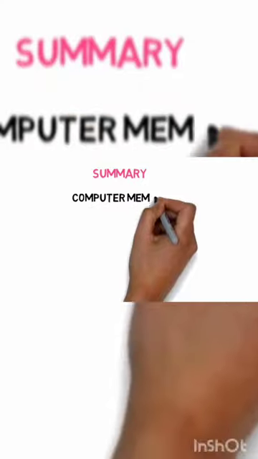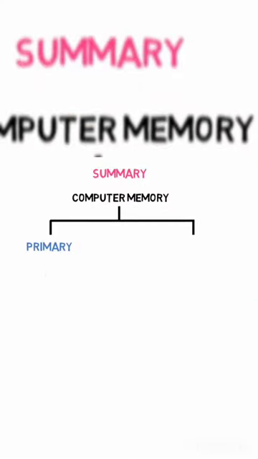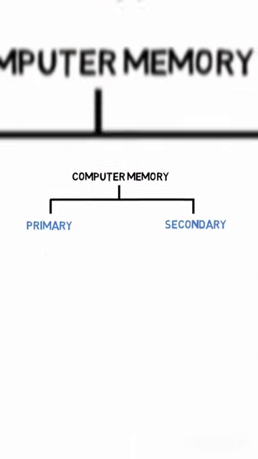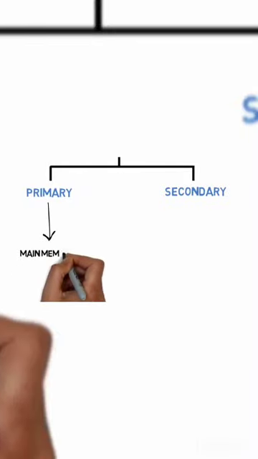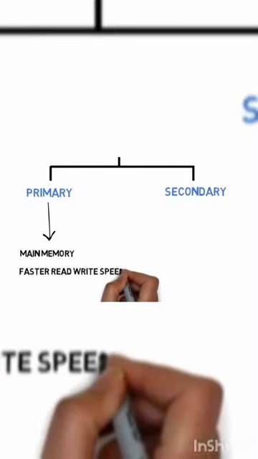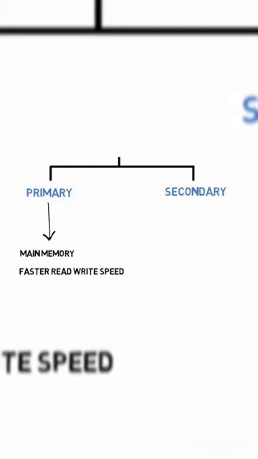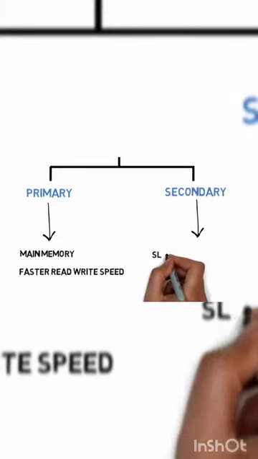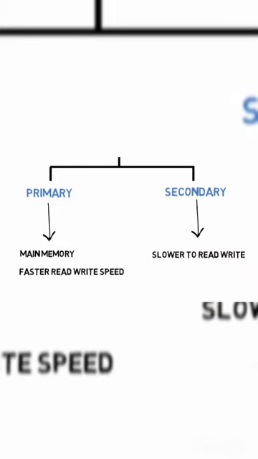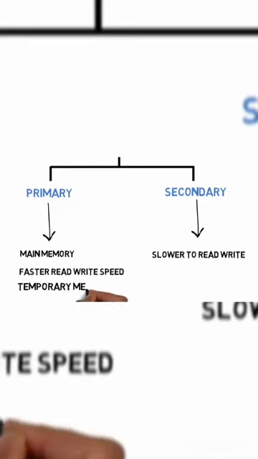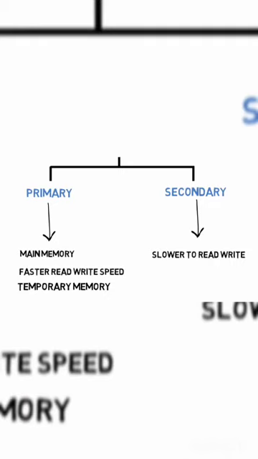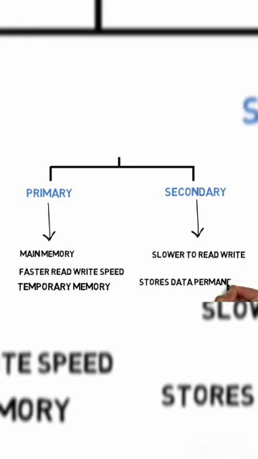Also, in the beginning we saw that computer memory is of two types, primary and secondary. Primary memory means main memory, which is directly connected to the CPU and has faster read and write speed than secondary memory, while secondary memory or external storage is slower than primary memory. Primary memory doesn't store user data permanently, so it's called temporary memory, while secondary storage stores data permanently.